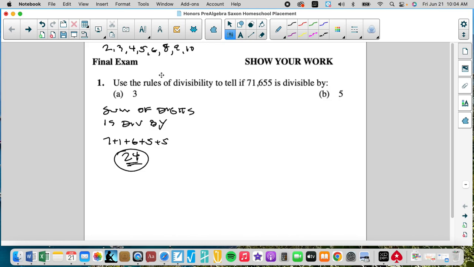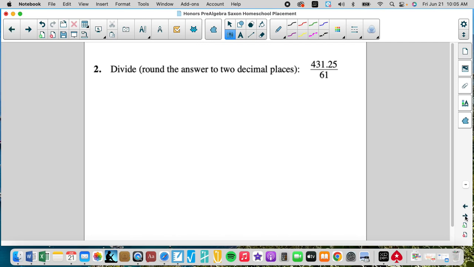And then the 5 rule is, these are relatively easy, any number that ends in 5 or 0. So this number ends in 5, so it is divisible by 5. Next: divide, round the answer to 2 decimal places.